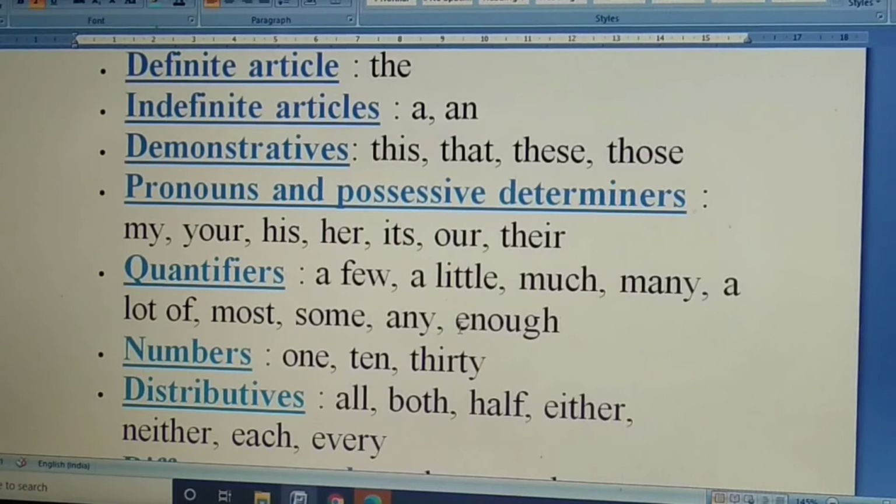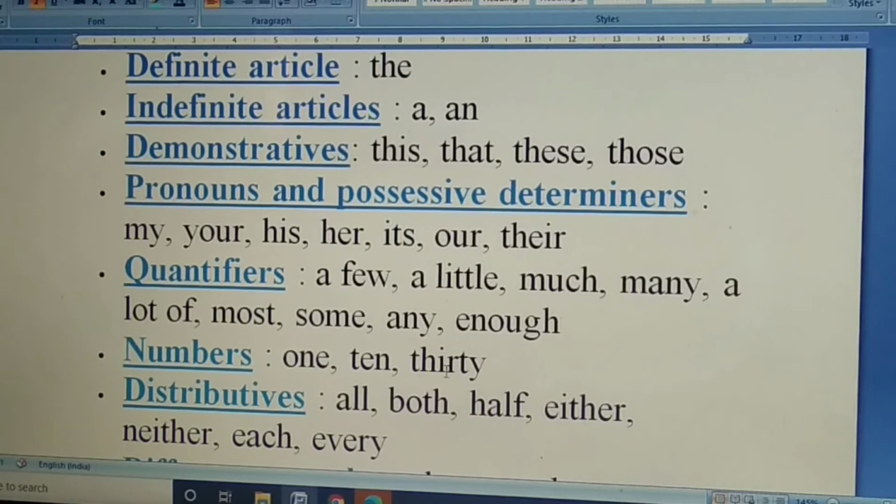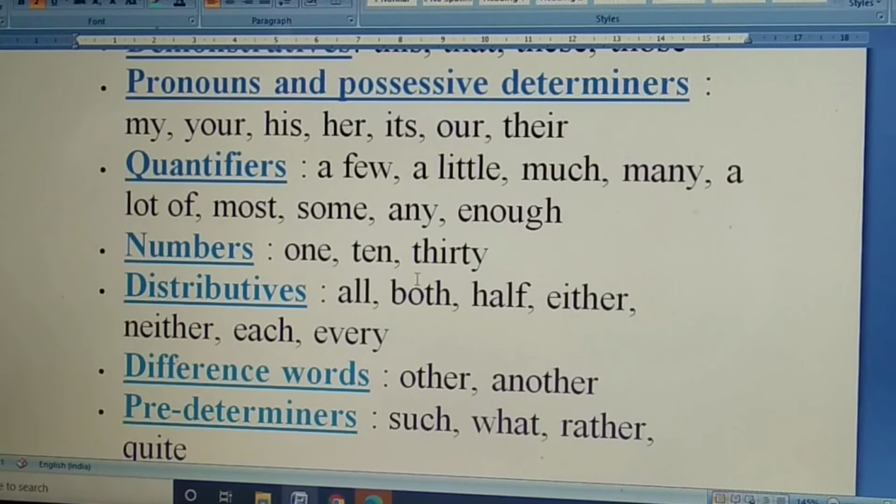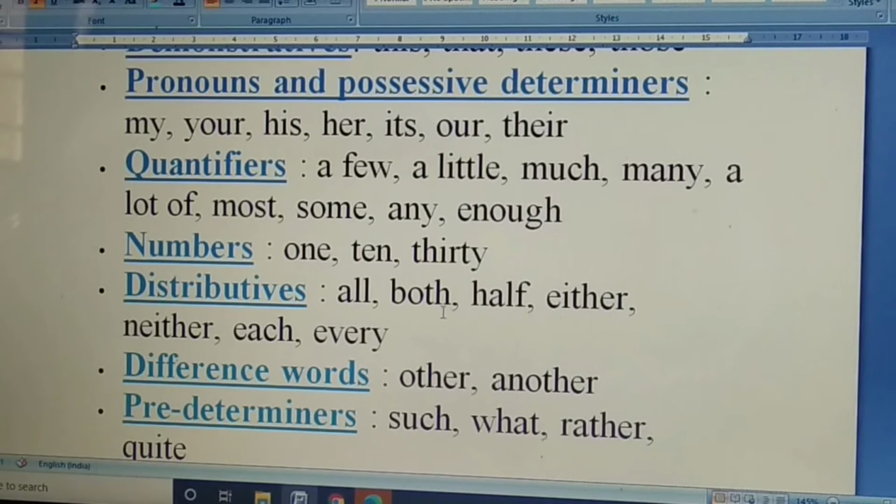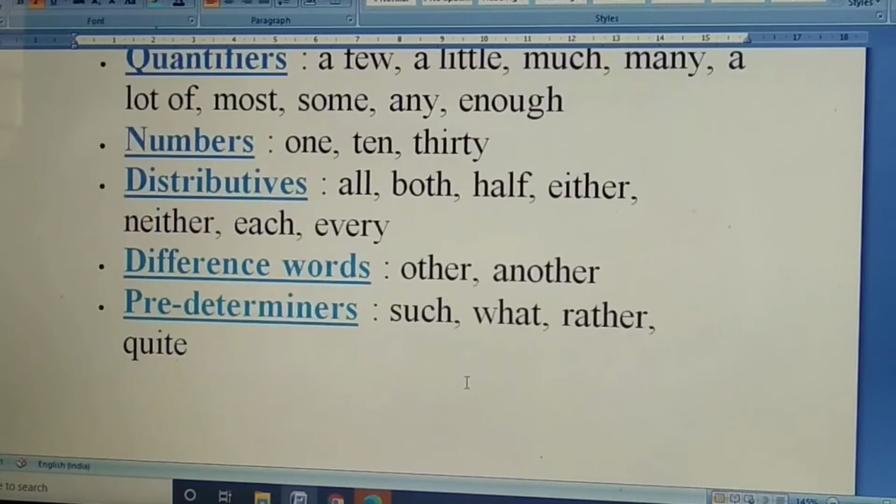Pronouns and possessive determiners: my, your, his, her, its, our, their. That means it shows belongingness, ownership. Quantifiers talk about how much, that means quantity: a few, a little, much, many, a lot of, most, some, any, enough. We come to know about the quantity, how much. Numbers: 1, 10, 30, these are all numbers. Distributives: all, both, half, either, neither, each and every. Difference words: other, another. Predeterminers: such, what.